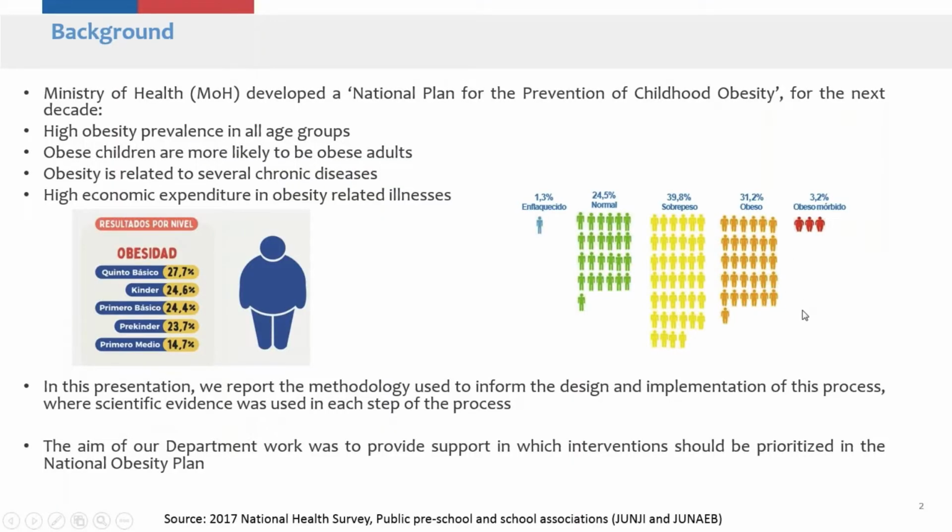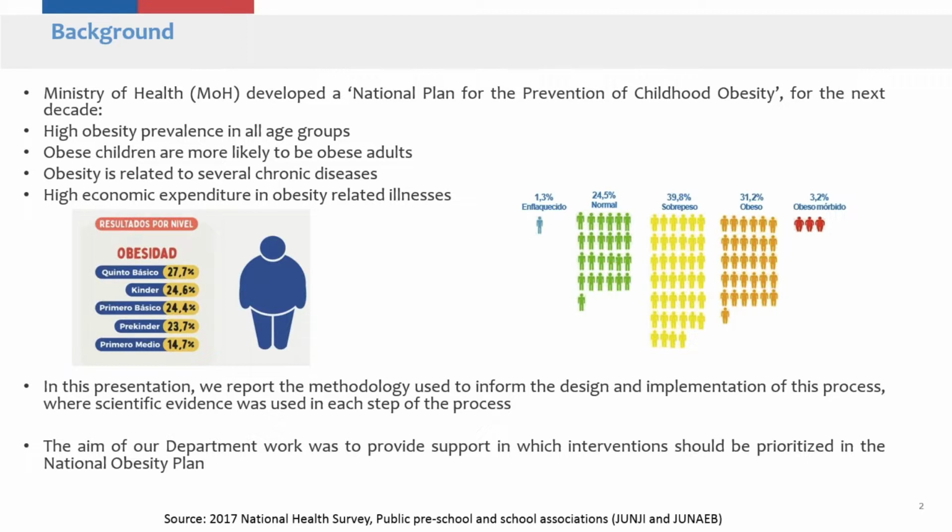As background, the Ministry of Health developed a national plan for the prevention of childhood obesity for the next decade. This is because in the last national health surveys and in the OECD data, Chile has shown that we have one of the highest rates of obesity in all age groups. We also have data from public and preschool associations, together with other studies, that have shown that childhood obesity is also very high and one of the highest in the world.